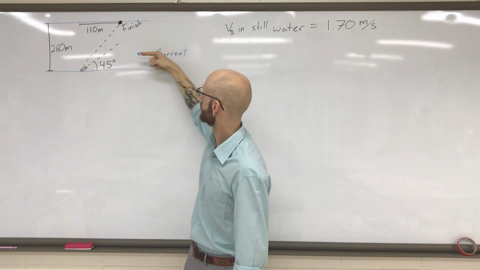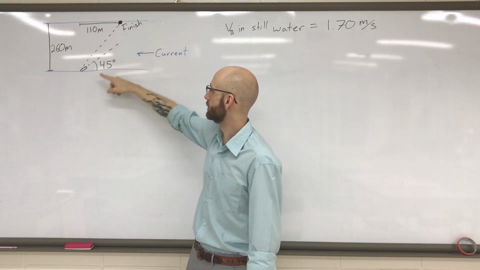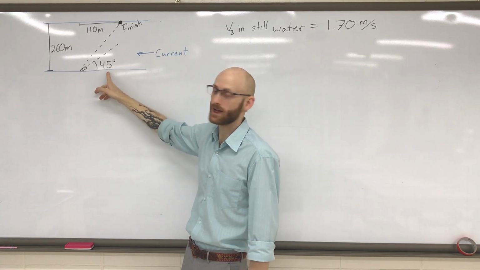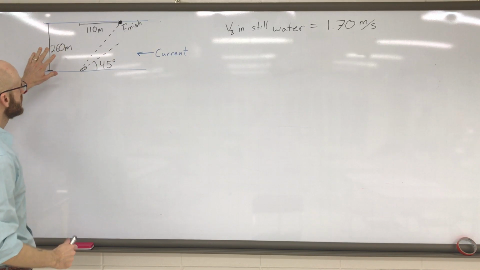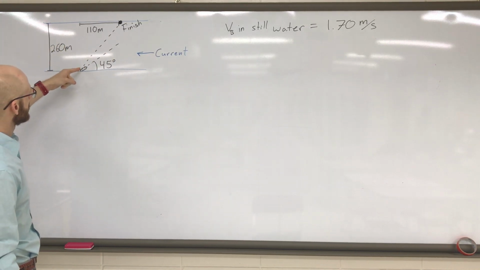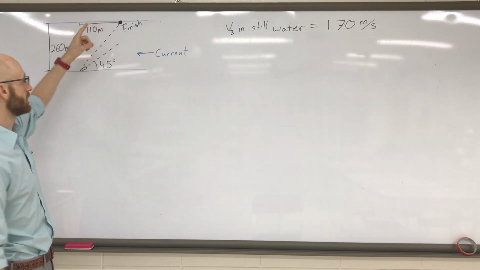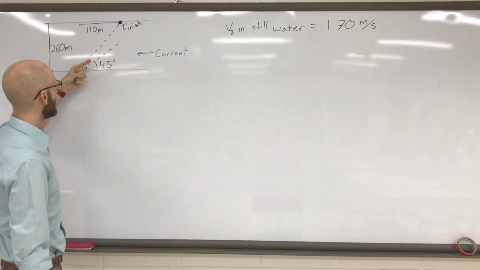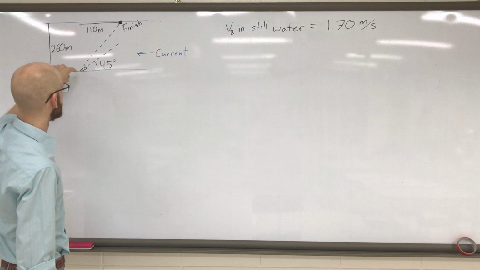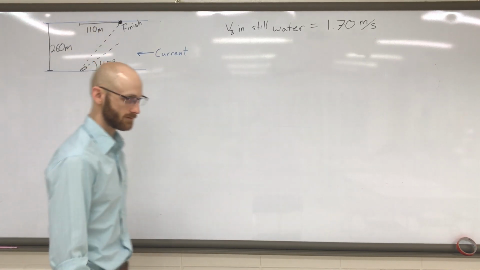The direction of the current is this way. The boat is aimed at a 45-degree angle with respect to the shore, but because the river current is also moving, the boat is actually going to take a path that's sort of like that, right? Because when you combine the motion of the current this way and the boat trying to go that way, the resultant motion actually ends up being in this direction.